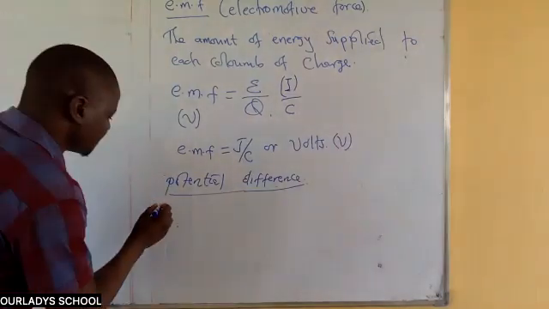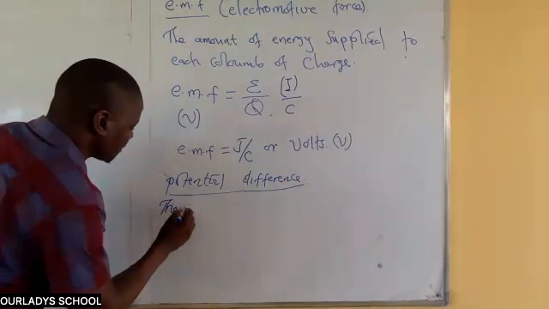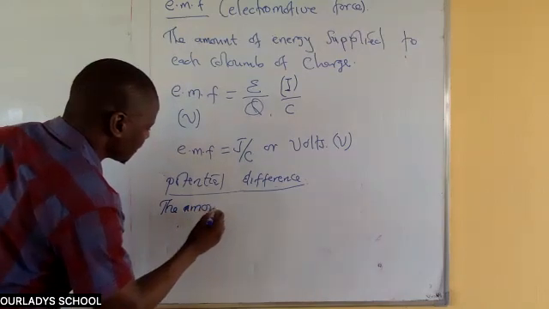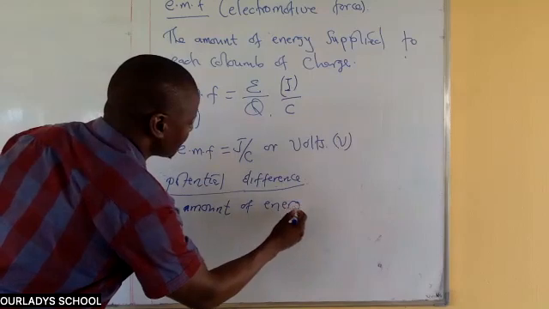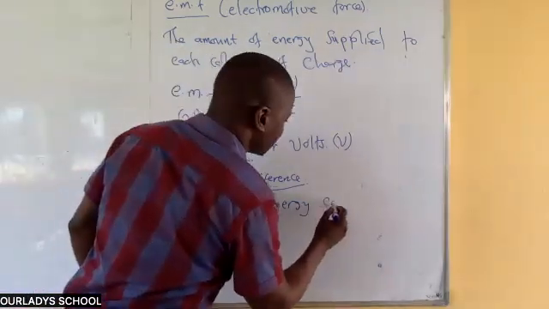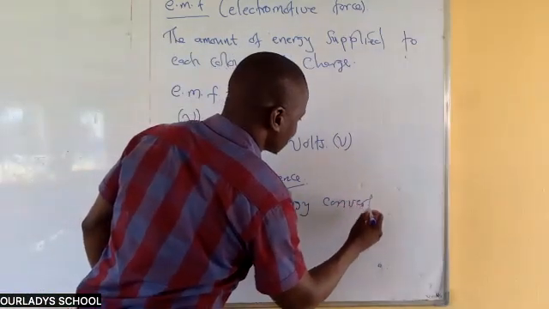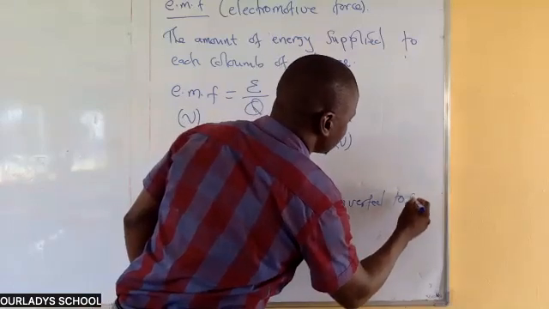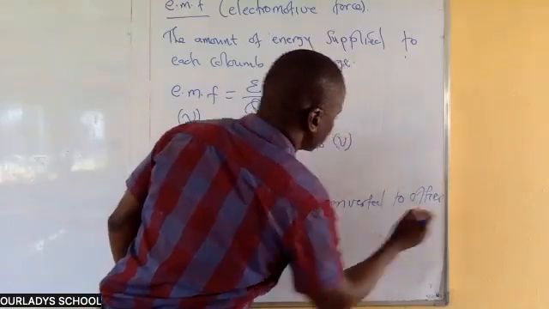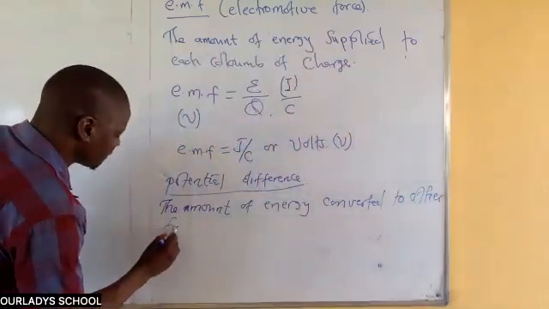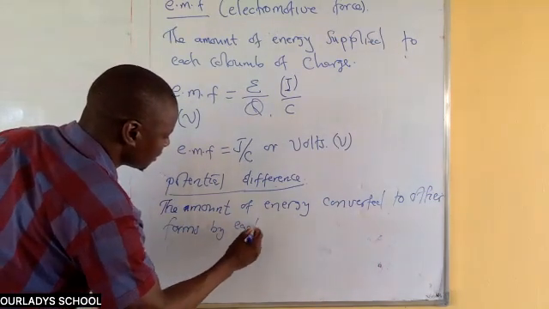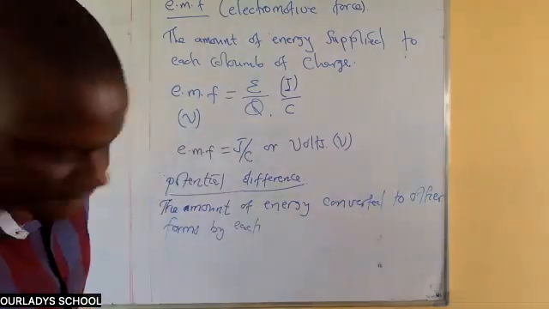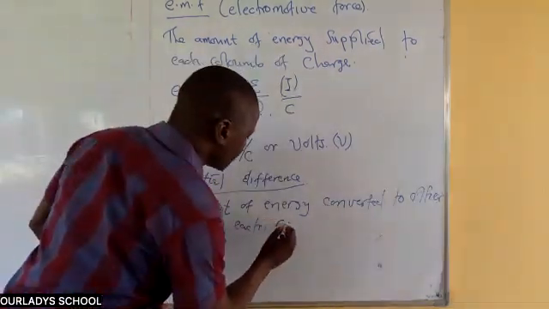So potential difference is the amount of energy converted to other forms by each coulomb of charge.